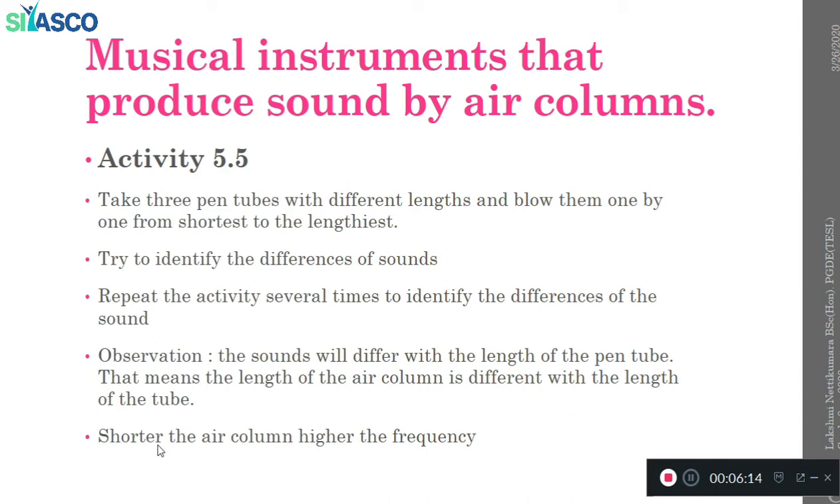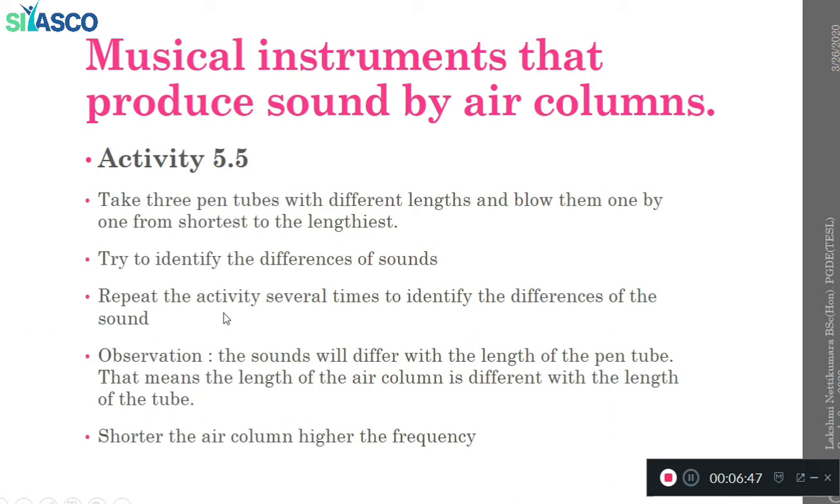Let's move to the second type of musical instruments, that is the instruments that produce sound by air columns. Here you have to get 3 empty pen tubes of different lengths with a closed end. You can conduct the very same activity using drinking straws or any plastic tubes.